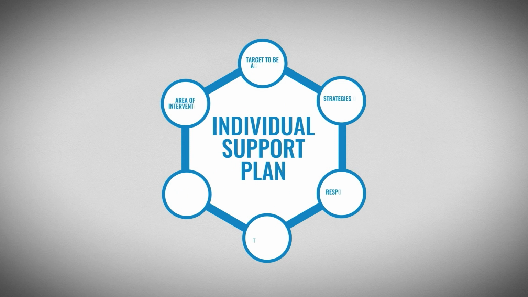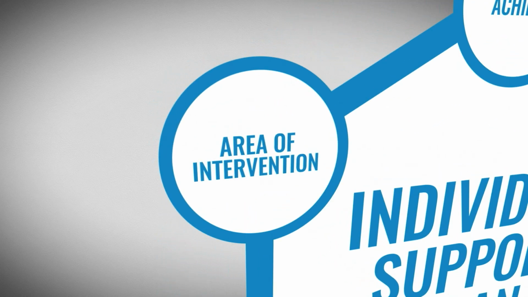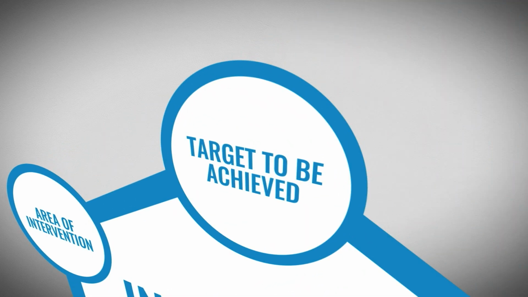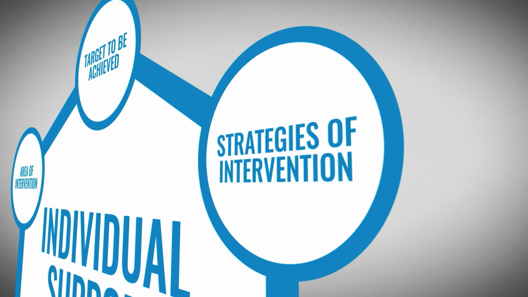Components of the ISP that need to be considered in these discussions are: area of intervention. In the case of young Jimmy, there are various areas requiring intervention: behavior, communication, and learning. Target to be achieved. Here, it is important to be specific about what it is we seek to achieve by providing the said support.